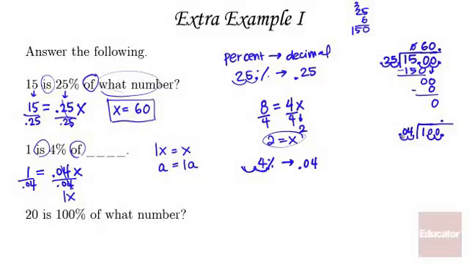Then 4 goes into 10 how many times? 4 times 2 is 8. 4 times 3 is 12. 12 is too big, so it only fits into 10 twice. So 2 times 4 is 8. Subtract it, I get 2. I'm going to bring down this 0. 4 goes into 20. How many times? 5 times. 4 times 5 is 20.